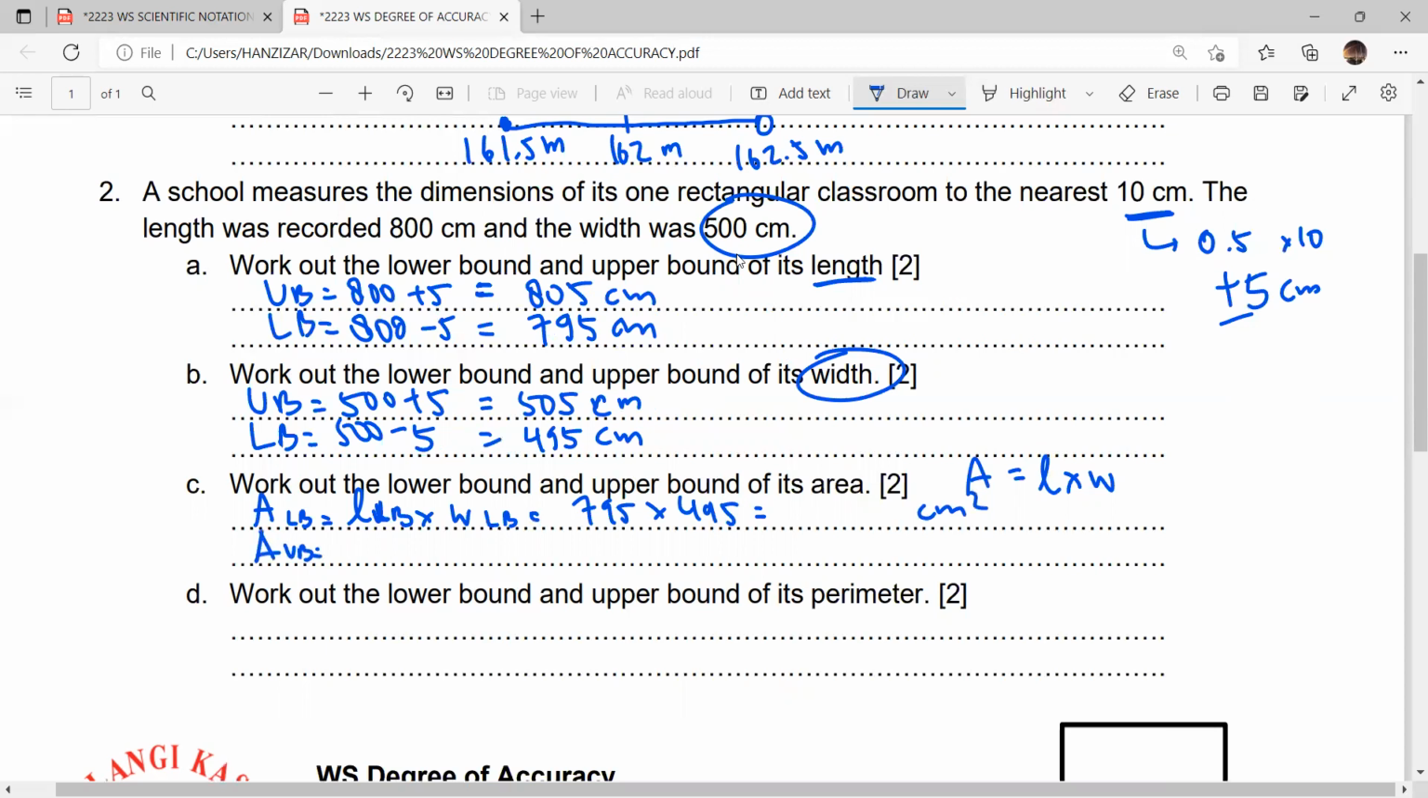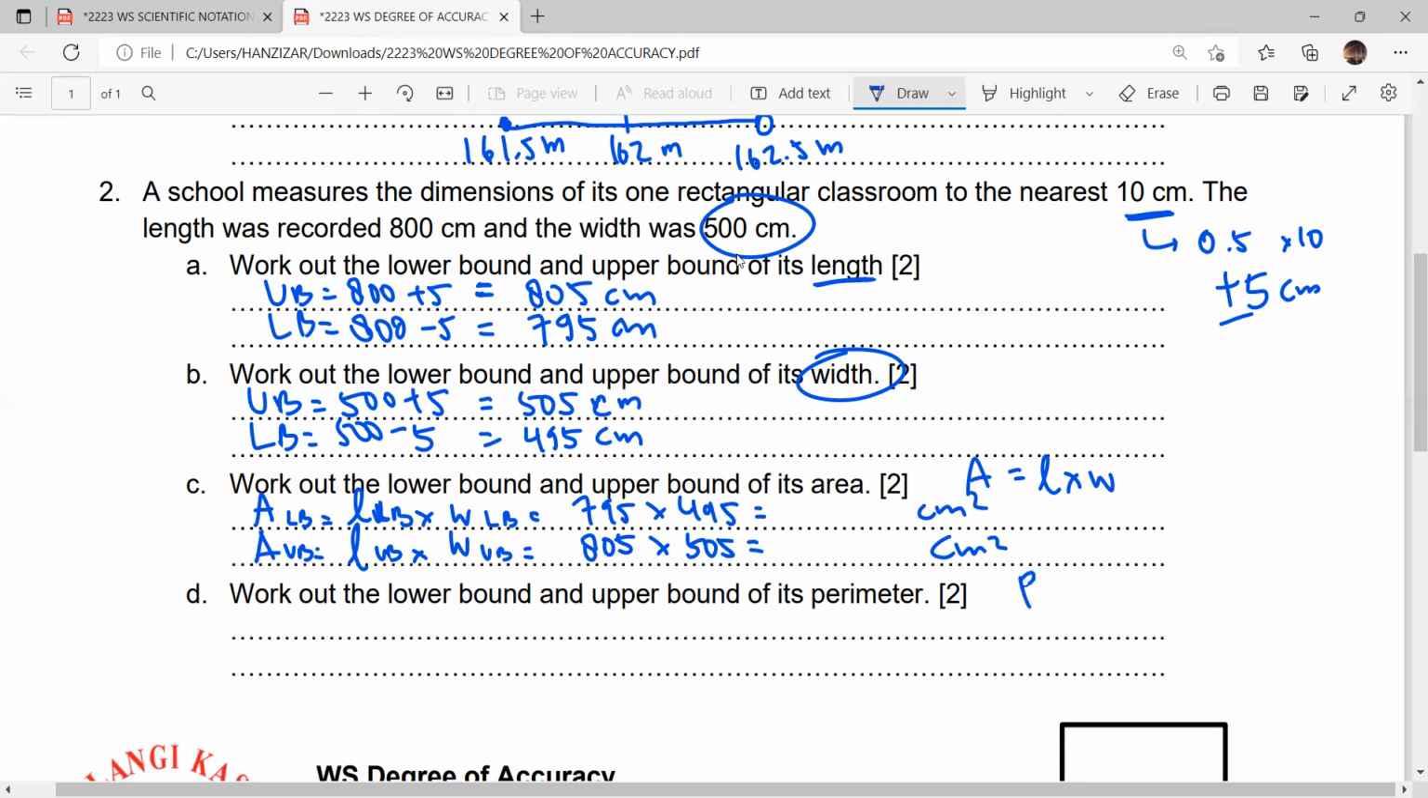Area of upper bound is supposed to be the upper bound of the length, right? Times the upper bound of the width. So 805 times 505. You will get something centimeter square. You might use your calculator to do this working.